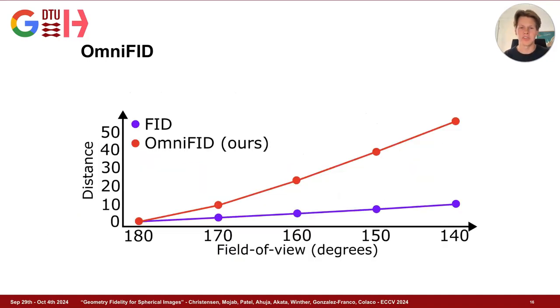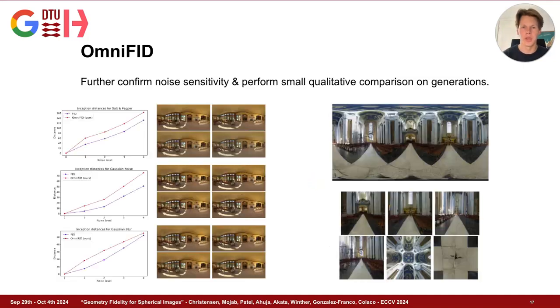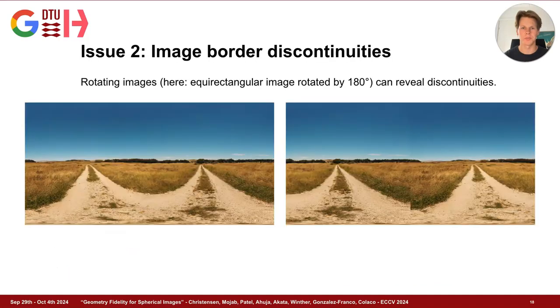This very simple change is actually sufficient to detect issues related to vertical field of view, and we confirm that we maintain beneficial properties of FID like its sensitivity to noise. We also perform a small qualitative comparison of FID and Omni-FID on generated images.